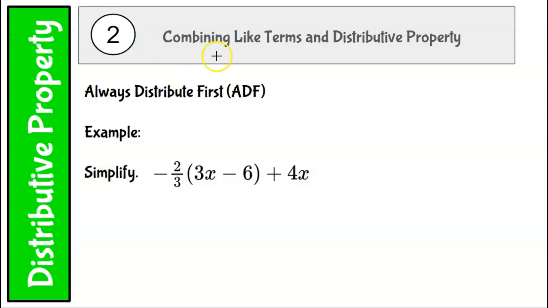Let's combine this with combining like terms. So if you have problems that have additional terms that look like they could be combined, you always distribute first. We can call that ADF, always distribute first. So we're going to distribute, we're going to multiply the negative 2/3 times 3 and the negative 2/3 times minus 6. And don't freak out because it's a fraction. It's fine. You can do that on your calculator.